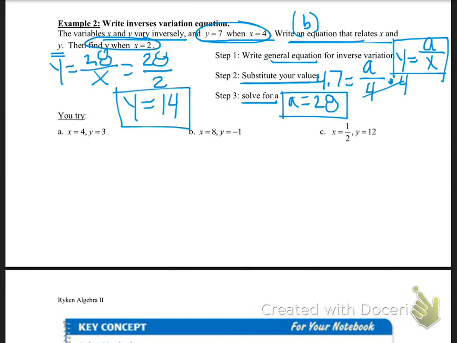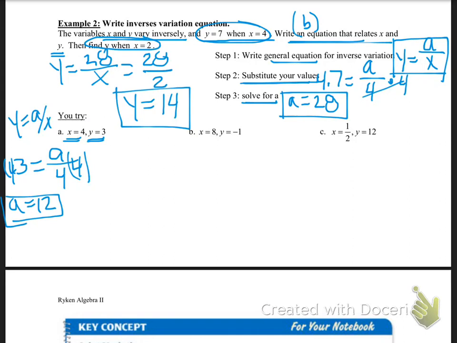All right, the next section we're going to do the same thing. So they still vary inversely. So y equals a divided by x. Here they give me x is 4, y is 3. So I'm going to plug that in and solve for a. So multiply both sides by 4, and you get a equals 12.